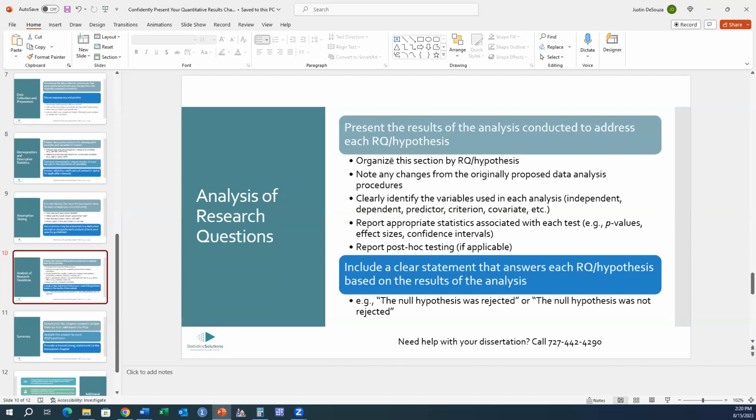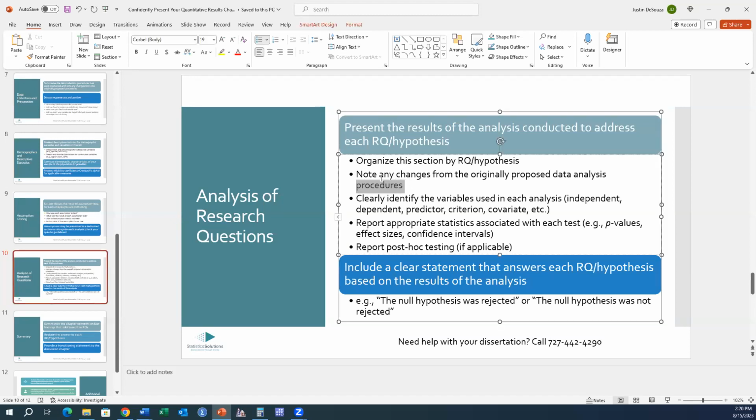And you want to organize this section by research question and hypothesis, and you'll want to note if there are any changes from your original plan. So perhaps you proposed to do a Pearson correlation, but the assumptions were not supported, so you need to run a Spearman correlation instead. Then you want to clearly identify what the independent, dependent, predictor, criterion, and covariates are in your study.